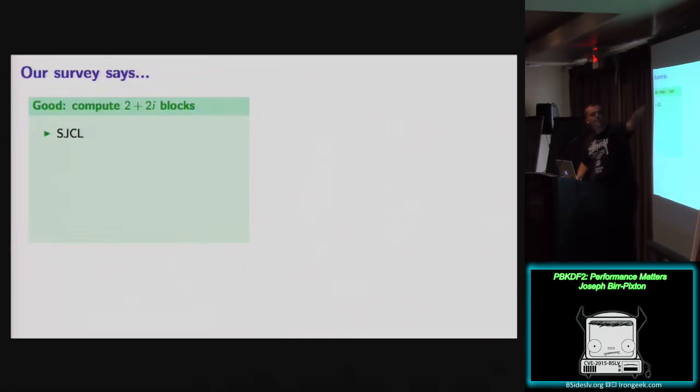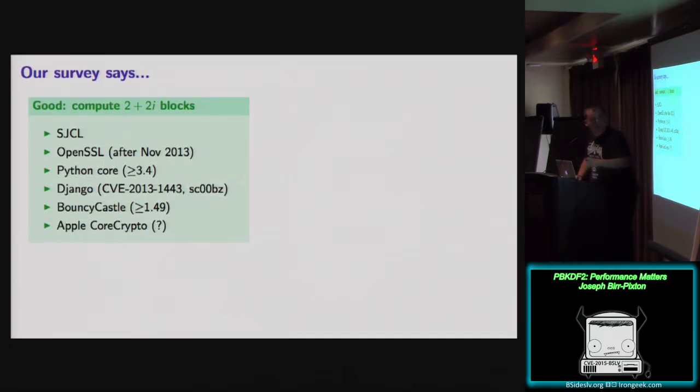So the winner is SJCL, the Stanford JavaScript Crypto Library. They win because I looked through the entire version history of the library, and they got it right from the very first commit. So excellent, very good job. That's what happens if you have your crypto library written by a world-class cryptographer, I guess. Other people: OpenSSL and Python core share the same code, written by a German Python core developer named Christian Heimes, and he noticed this in 2013 and made sure that both were quite good.